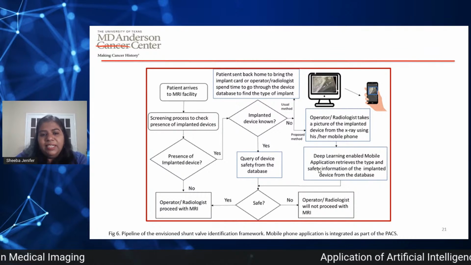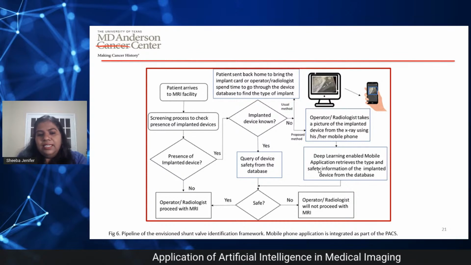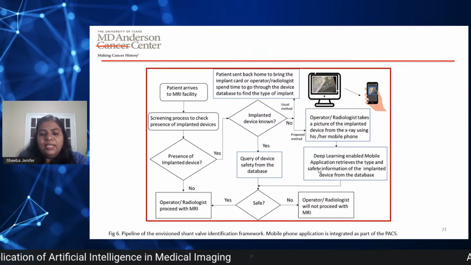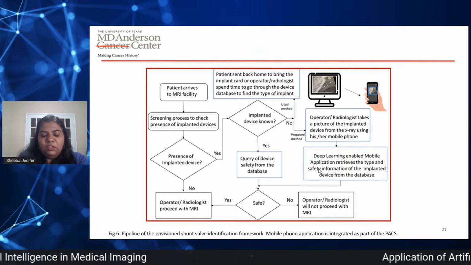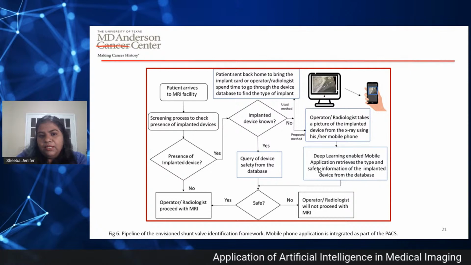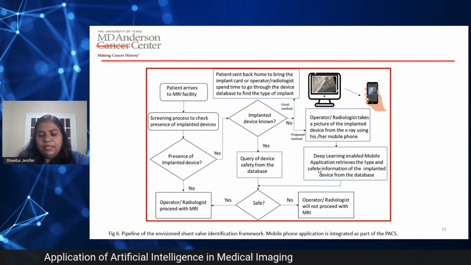So if the implanted device is known by the patient, again, the radiologist has to go through some safety database to see whether it is safe or not. And then only if it is safe, he will allow for an MRI scan. If the implant is not safe, then the radiologist will not proceed with the MRI scan.